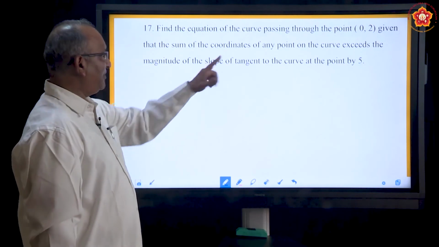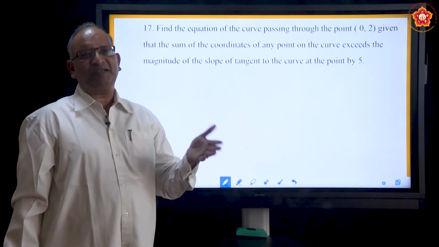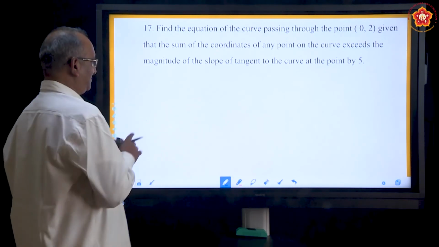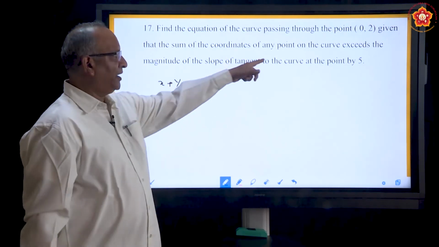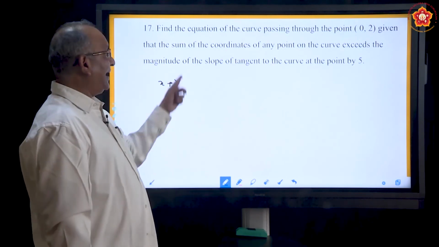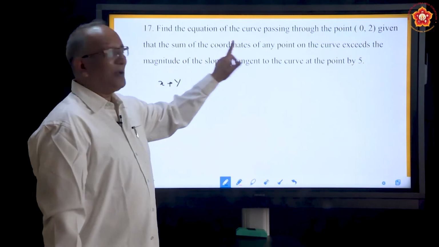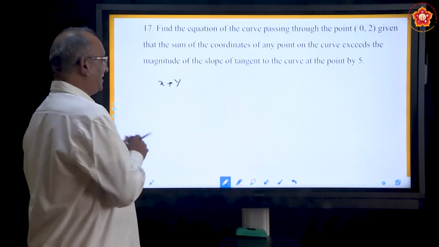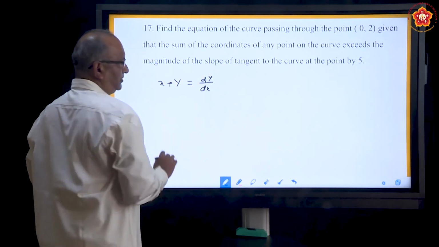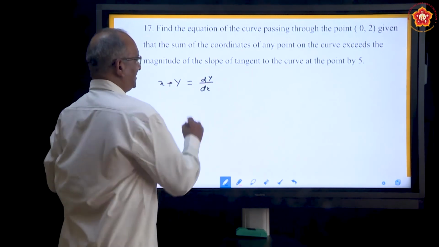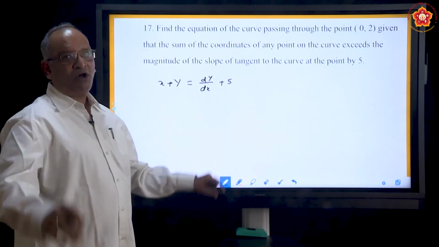For that what he says, given, what is given? That sum of the coordinates of any point, generally coordinates we take as x, y. Sum of the coordinates means what? X plus y. Sum of the coordinates of any point on the curve, this exceeds, means is more than what? The magnitude of slope of the tangent. What is the slope of the tangent we generally take? We take it as dy by dx. How much more? By 5. So, it is like this. This is the equation. So, we have formed the equation.